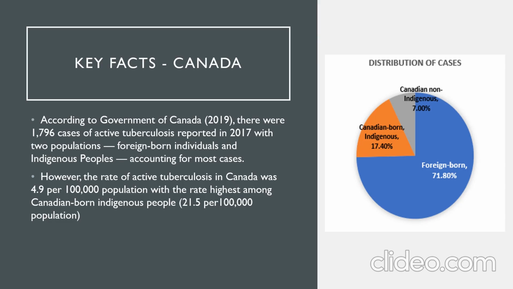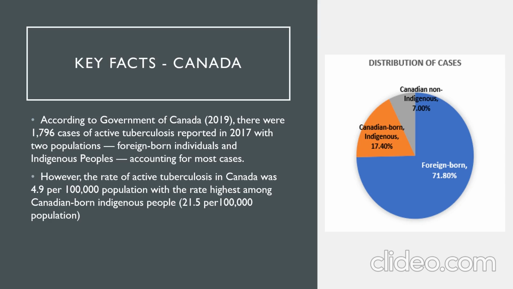Okay, let's talk about key facts in Canada. According to the government of Canada in 2019, there were 1,796 cases of active tuberculosis reported in 2017. And that happened within two populations: foreign born individuals, people like me who were born abroad and migrated here, and then Canadian born indigenous people. These are the two groups of people that accounted for most cases.